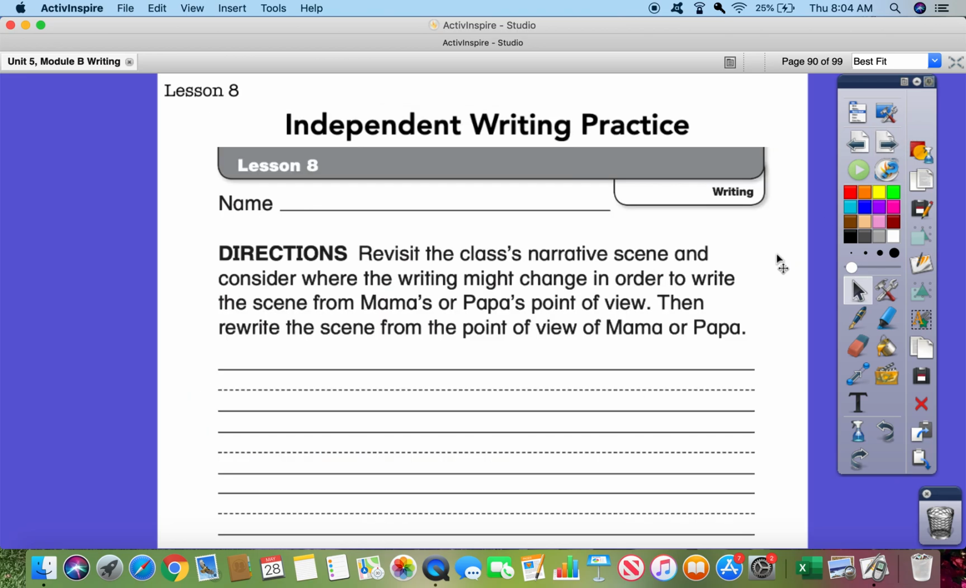So in your online writing journal under your independent writing practice, you're going to follow these directions. Revisit the class narrative scene. So that would be what you did in the last lesson. And consider where the writing might change in order to write the scene from Mama's or Papa's point of view. Then rewrite the scene from the point of view of Mama or Papa. So again, you're just going to rewrite what you already wrote, but you're going to pretend either that you're Mama or Papa. I am here if you have any questions.